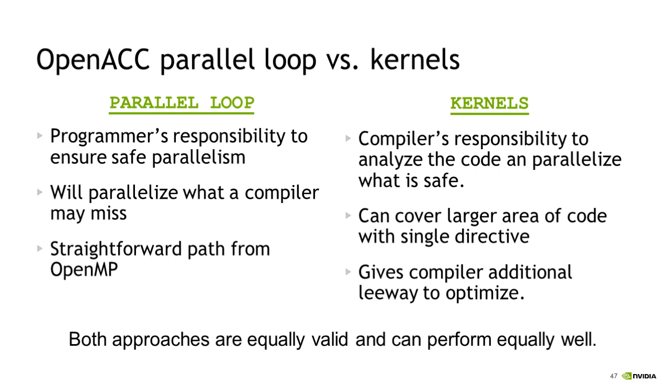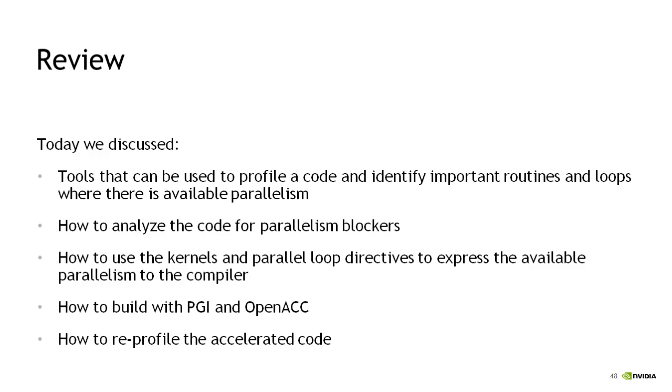Okay, so that's the end of that step. Let's review what we've discussed today. I've shown you a few tools, two different tools, NVProf and GProf, that will allow you to profile a code and identify where there are important functions in your code, and then how to look at those loops and make sure there's nothing there that will block parallelism. So there's no data dependencies, how to find a reduction, and things like that.